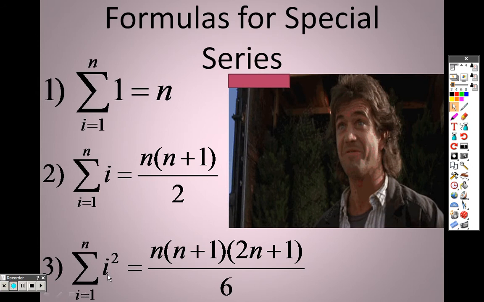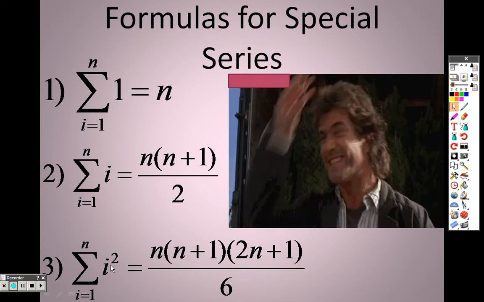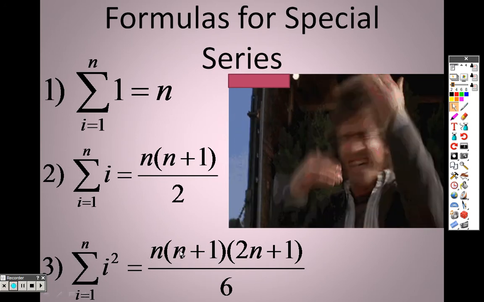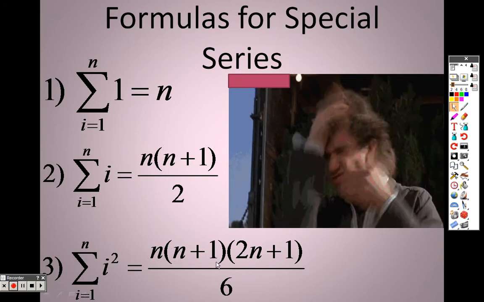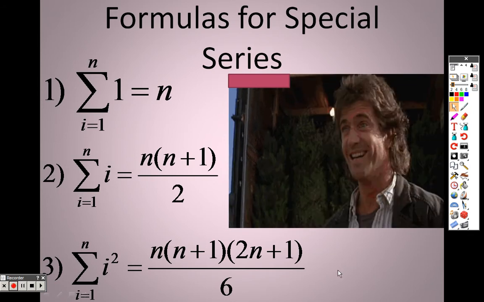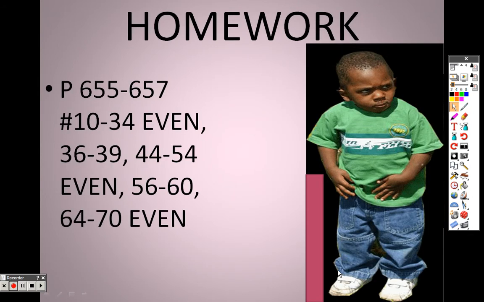And if you ever had an i squared, instead of sitting there plugging in 1 the whole way up to n for i squared, you could plug it into this formula, n times the quantity of n plus 1 times the quantity of 2n plus 1, over 6, and that will tell you what your answer is as well.